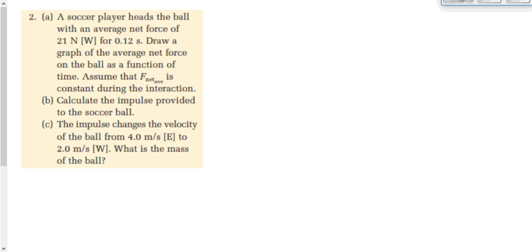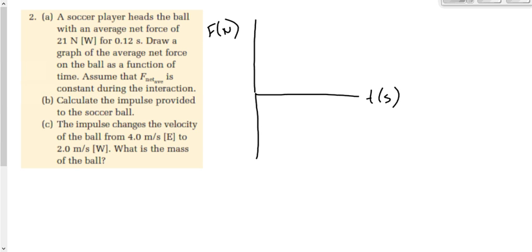A soccer player heads the ball with an average net force of 21 newtons west for 0.12 seconds. Draw a graph of the ball as a function of time and assume that F net is constant during the interaction. So here's my graph, F on the y-axis, T on the x-axis. Watch what I'm going to do. I'm going to make this 21 newtons. I'm going to make this 0.12 seconds.